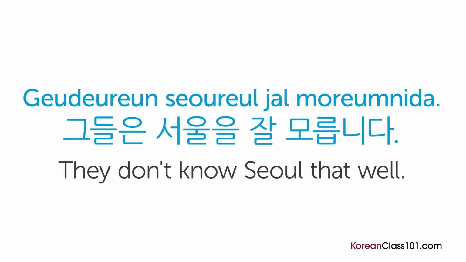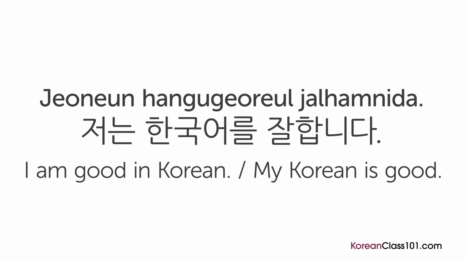Let's use the sentence 그들은 서울을 잘 모릅니다 as an example. It literally means they don't know Seoul that well. Here, Seoul acts as the object of this sentence. The word ends in a consonant, so we'll use the object marking particle 을. Let's do one that ends in a vowel. 저는 한국어를 잘 합니다. Literally, I'm good in Korean, but more naturally, my Korean is good.